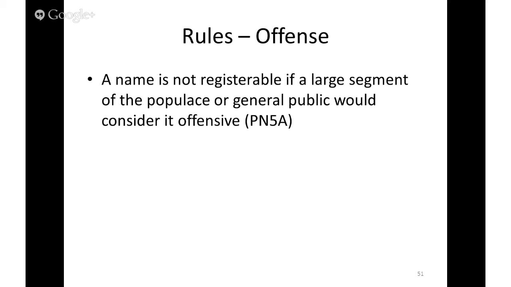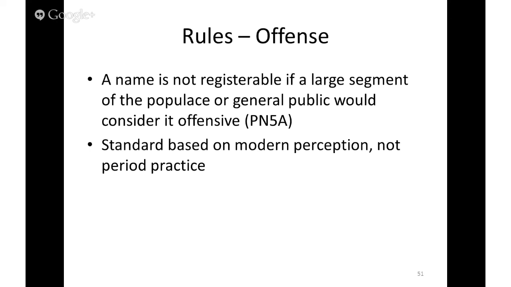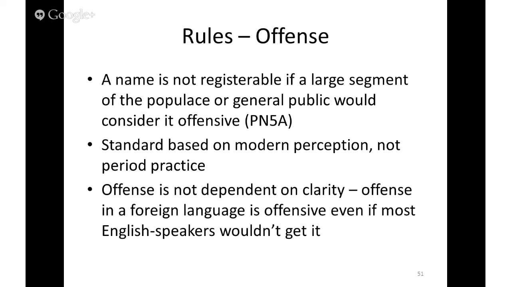A name is not registerable if a large segment of the populace of the SCA or of the general public would consider it offensive. Again, this is a modern standard. Just because it was used in period doesn't mean it's not offensive. Heck, there are people who name their children offensive things now. Yeah, well, that's fine. They can't register that either. This is a standard based on modern perception, and it's not dependent on clarity. If you have something offensive in a foreign language, it's still offensive even if most English speakers wouldn't understand it.